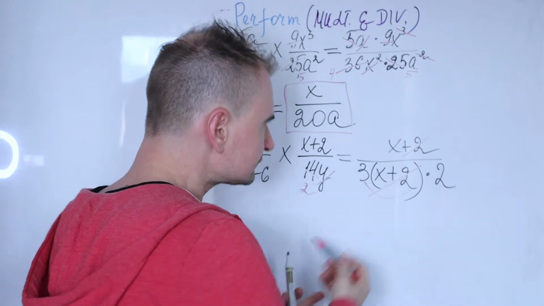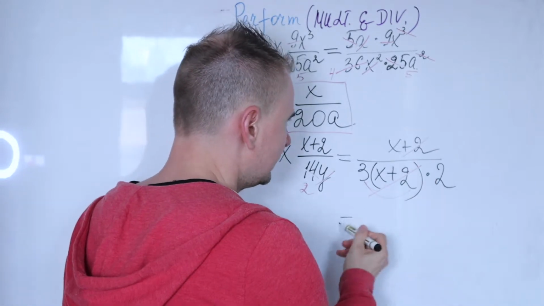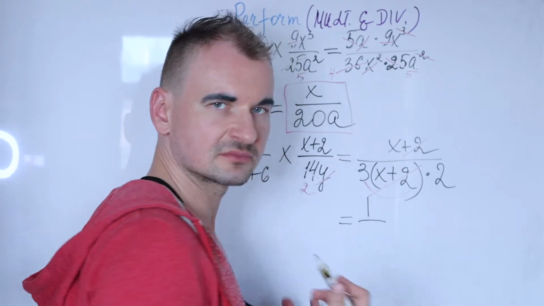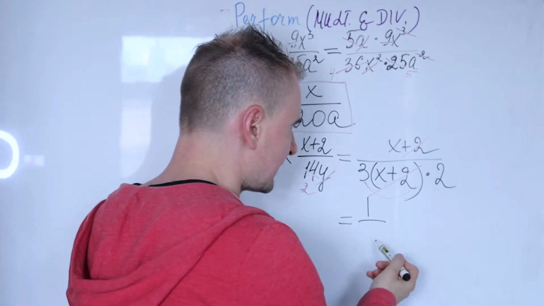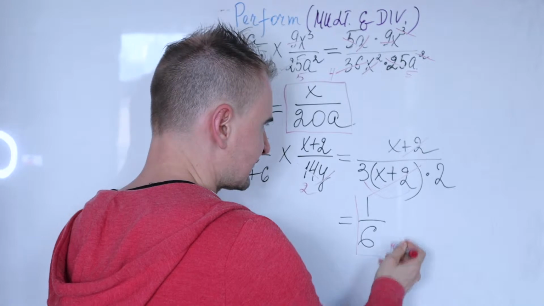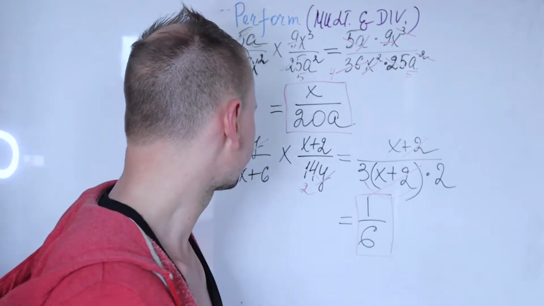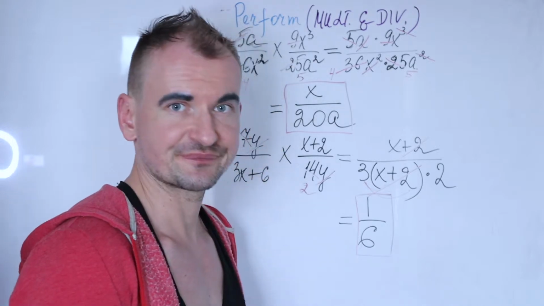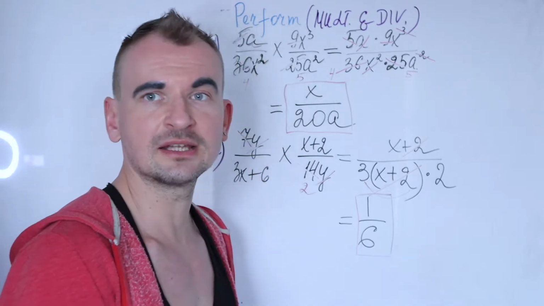So you would be left with just 1 on top, and these two constants need to come together. Since 3 times 2 gives you 6, your final answer would be just 1 over 6. So this is your final answer.